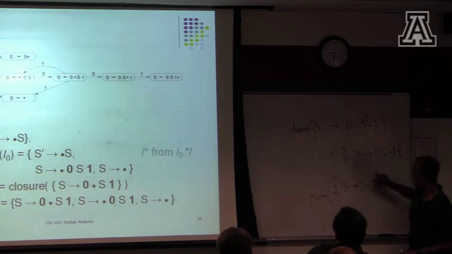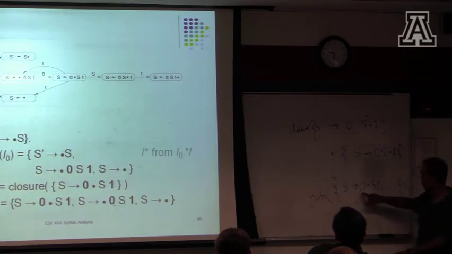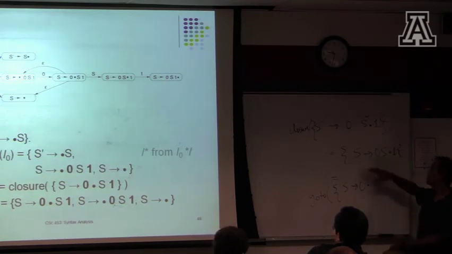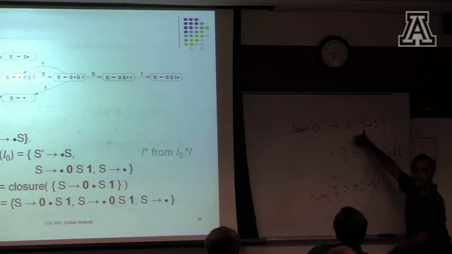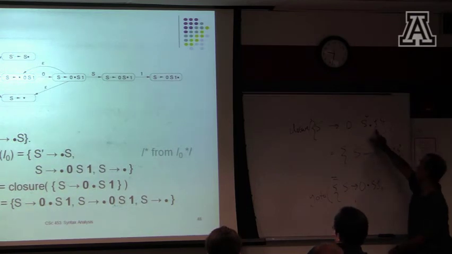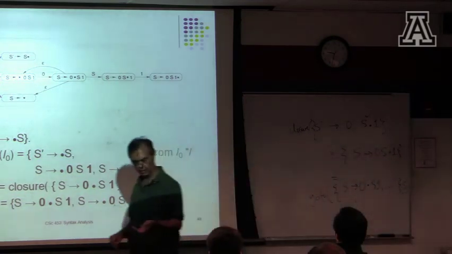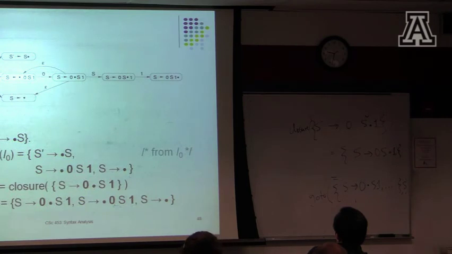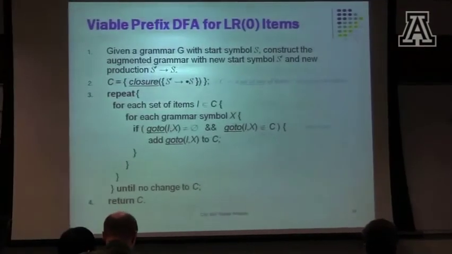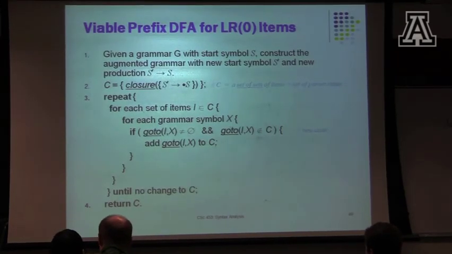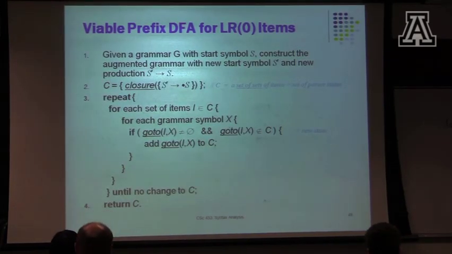It's saying that, okay, I was in this state, 0.S1, I saw something that S could derive. So now in the new state, I have seen something that 0 and S can derive, and I need to see a 1 to balance out that 0 that I had previously. All right? Questions? Okay, so now I'm going to use those two functions. We talked about there's a closure function, there's a goto function. And I'll use those two functions to construct the set of parser states.